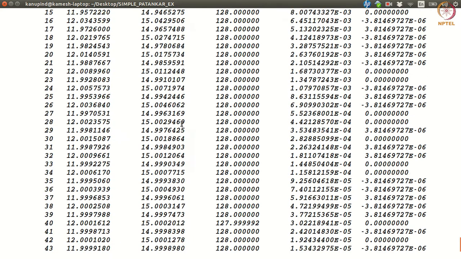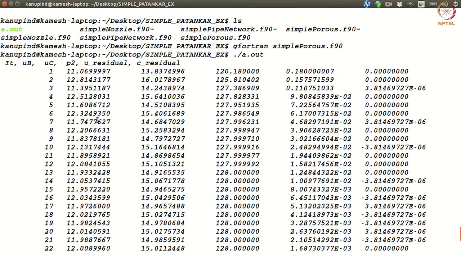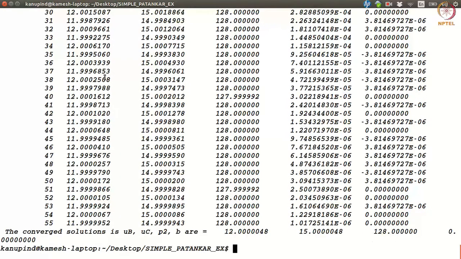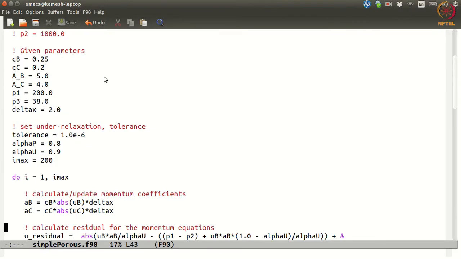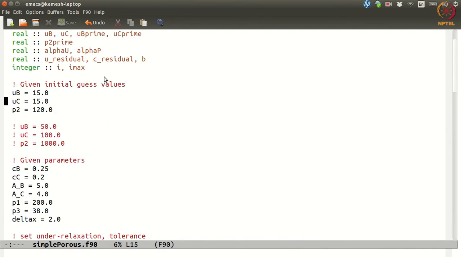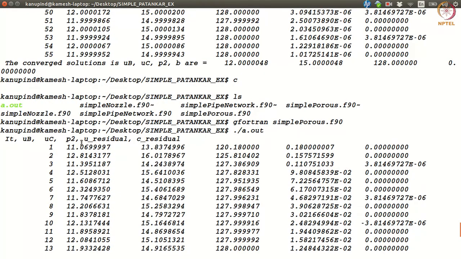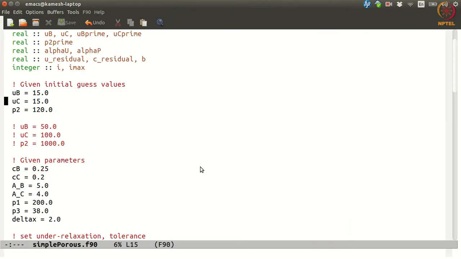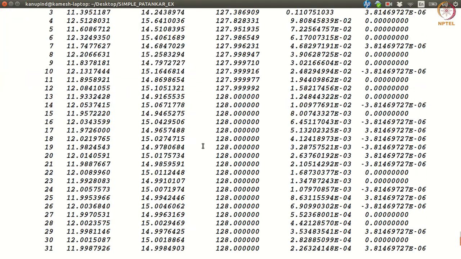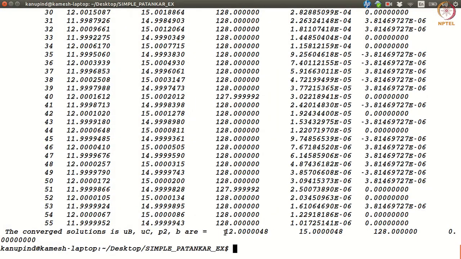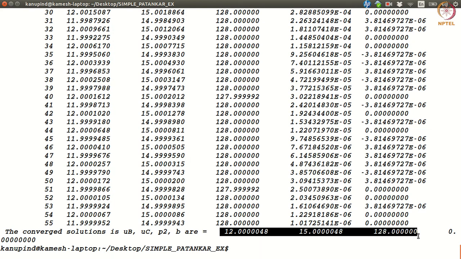And you can also see that the initial guess that we have given comes down from 15 and 12 or something, and then it comes down to these values, right? So what was the initial guess again? Initial guess given was 15, 15 and 120. Initially UB oscillates a little bit between 11, 12, and then eventually reaches a value of 12. And UC was given a value of 15. That starts off from 15, comes down to 14, 13.8, then 16, and then oscillates. And the pressure was given as 120, so it starts with 120 and eventually reaches a value of 128. Okay, so these are the final values for UB, UC and the pressure.